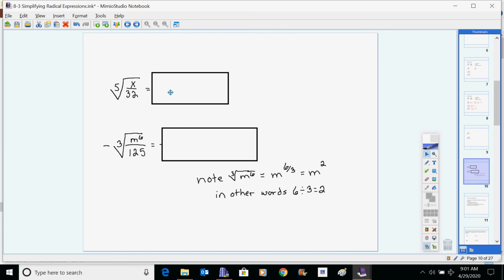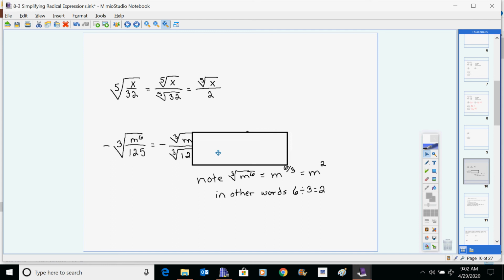Okay, numerator and denominator once again. And you simplify. Now you of course are stopping and pausing whenever you need to. Now we have a special thing happening here. This negative stays out here negative. And we have the cube root of m to the 6th and the cube root of 125.